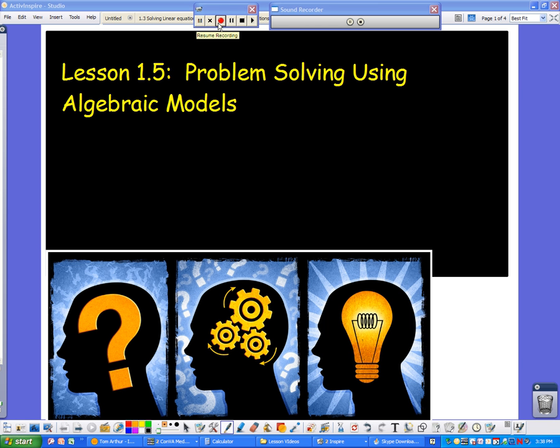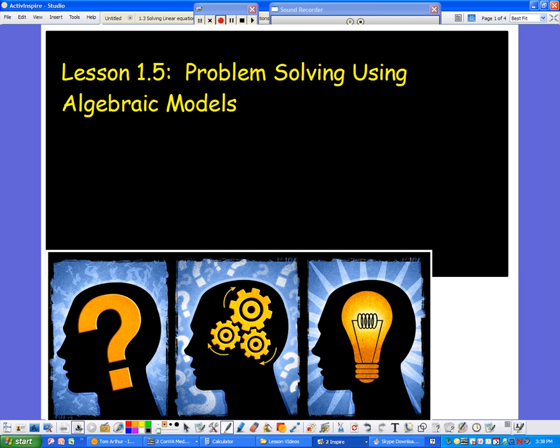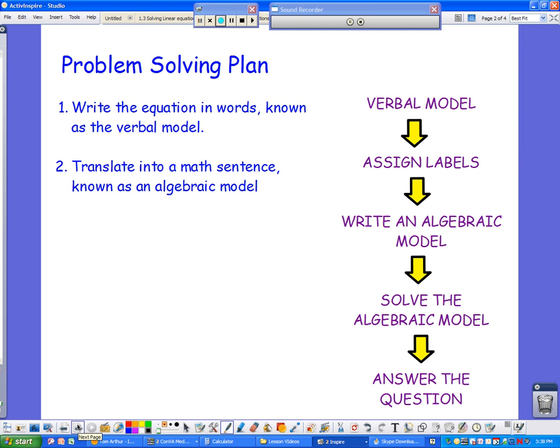In lesson 1.5, this is problem solving using algebraic models. In this lesson, our problem solving plan is a couple of the things that you need to identify. First of all, create a verbal model: what's the question actually looking for? The second thing is you need to take the math sentence and translate it into an algebraic model.